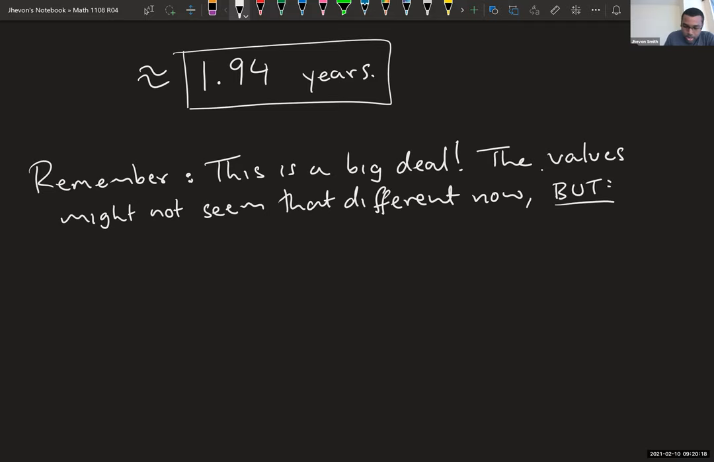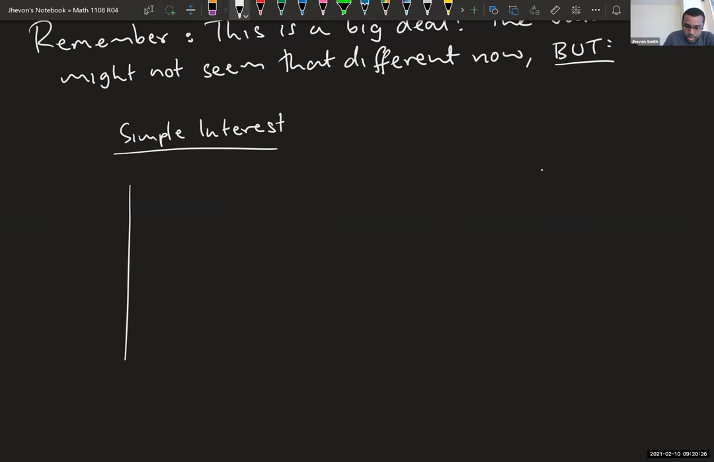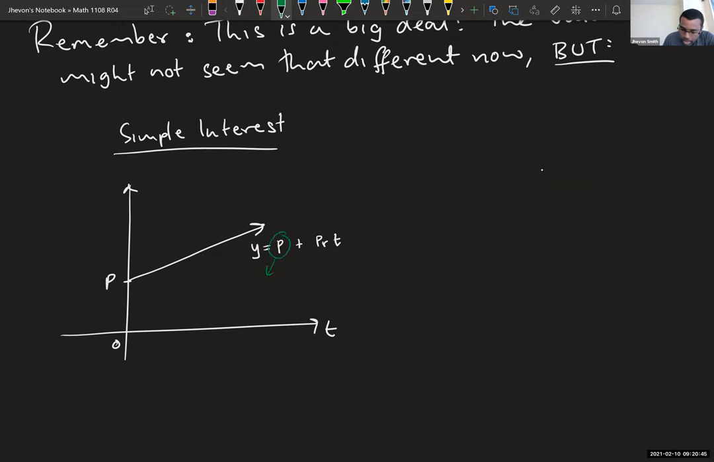But I want you to remember simple interest. Someone's charging you simple interest. At time zero, you borrow P dollars from this person. It will rise like a straight line. In fact, it would look like y equals P plus PRT, where the P functions as the y-intercept, and the PR functions as the slope, right? Which is a polynomial, it's a straight line. So the amount you owe over time is going to look like that.